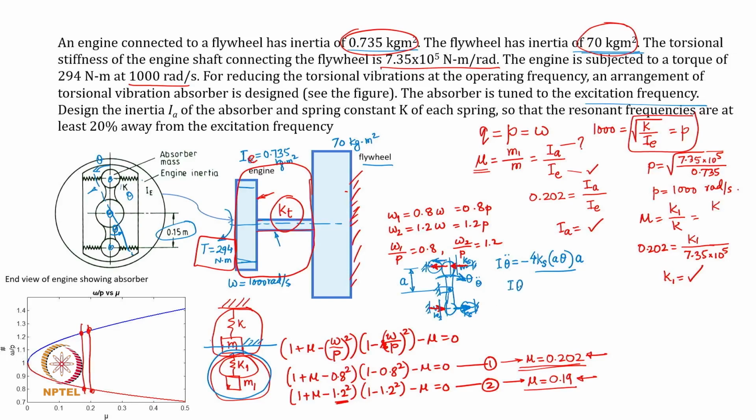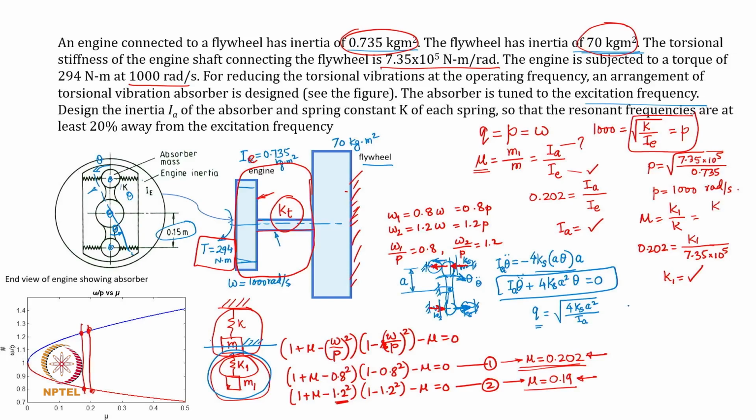So now if I write this, and now the absorber, we know the link's inertia, if I call that IA, theta double dot plus 4 Ks, just to keep it different from K and K1, A square theta equal to 0. That's your governing equation. Now if this is the governing equation, what is the value of Q, the natural frequency of the absorber system? It's going to be 4 Ks A square upon IA. What should be the value of Q for the absorber to work?